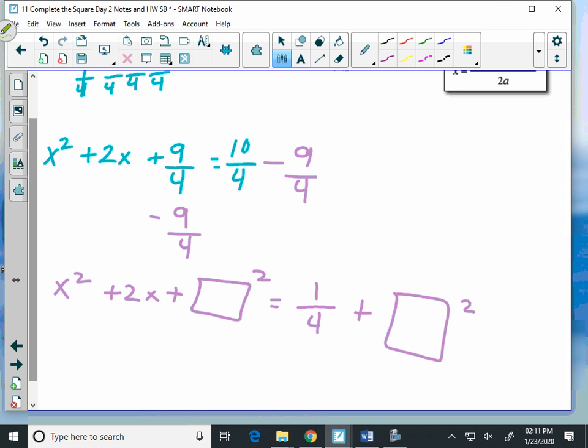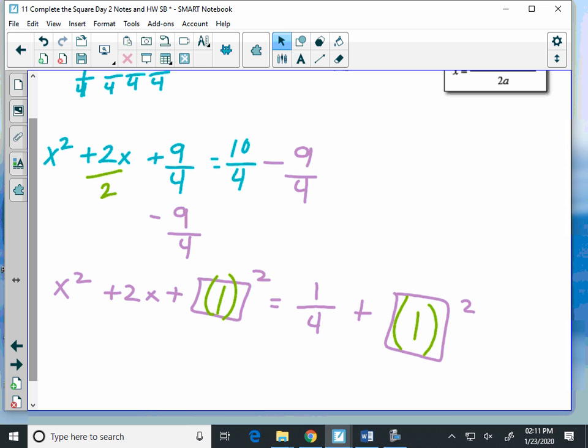Look at your new middle. What do we have to do with our new middle? Divided by what? 2. What's half of 2? 1. So when we factor here, what are our parentheses going to look like?